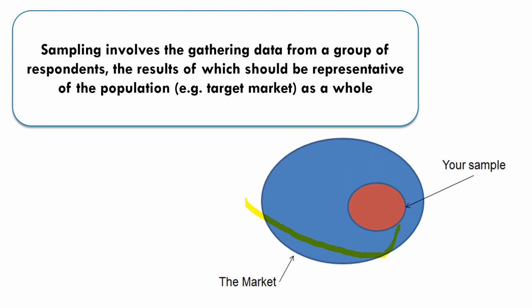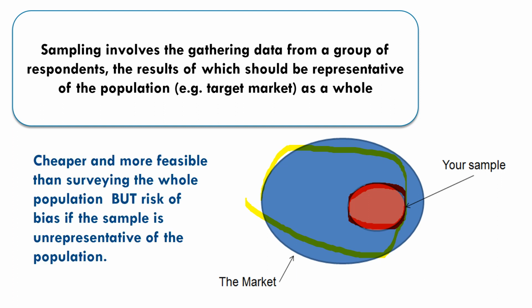So if you have the whole market, what you're trying to do is take a sample of people, a smaller group of people that have the same characteristics of that larger market. And then if you scale your answers up, you should get an indication of what the population as a whole thinks. Now you have to be aware that sometimes we might get bias in our sampling because the sample that we take is not truly representative of the population as a whole. So it's often cheaper and more feasible than surveying the population, but we must remember the risk of bias.